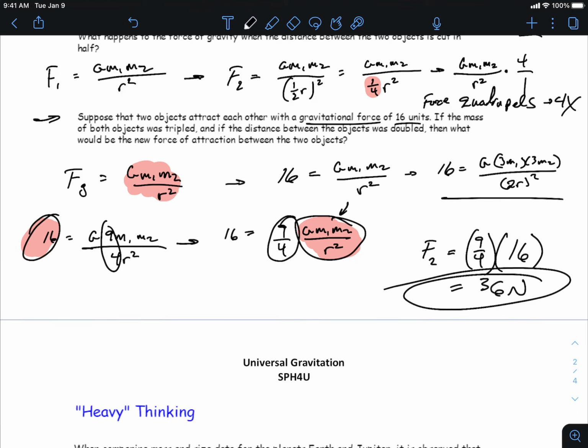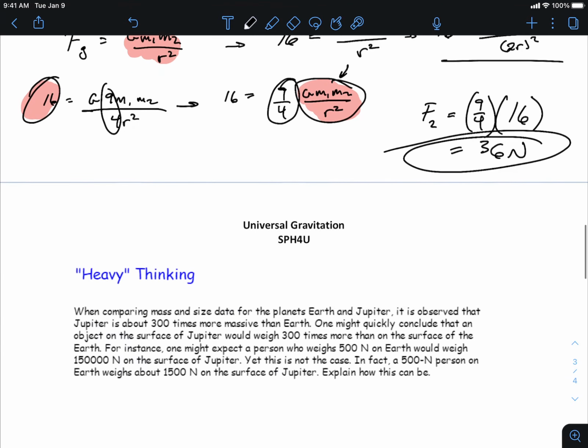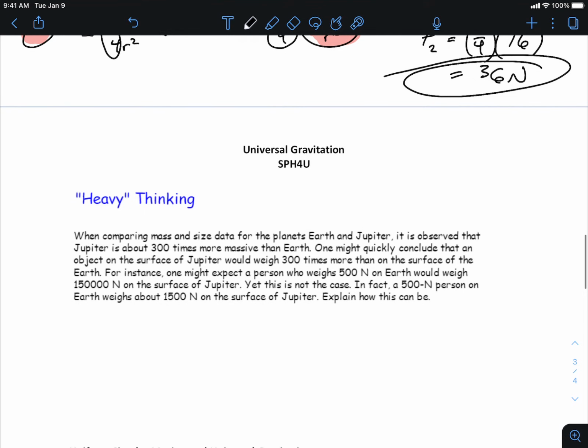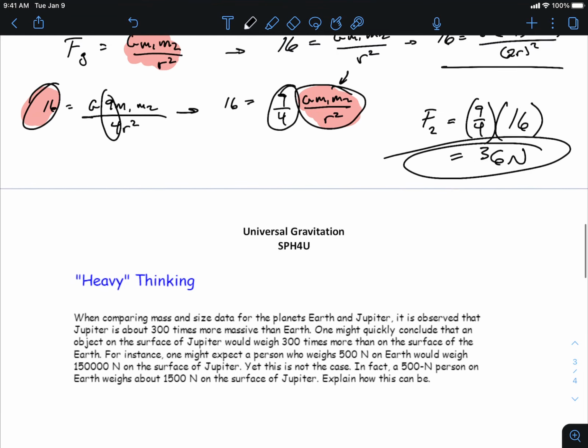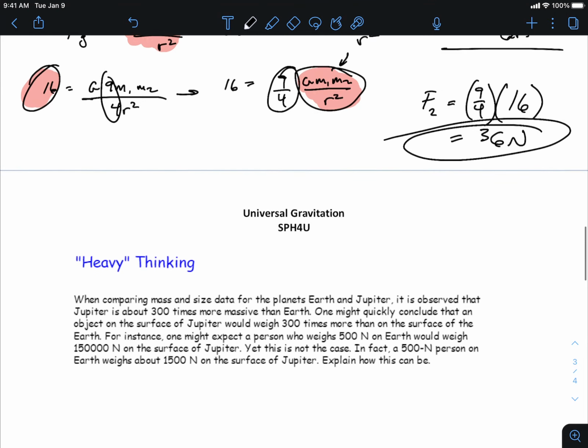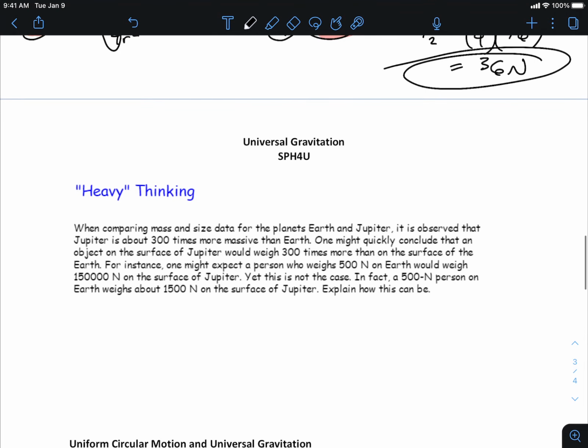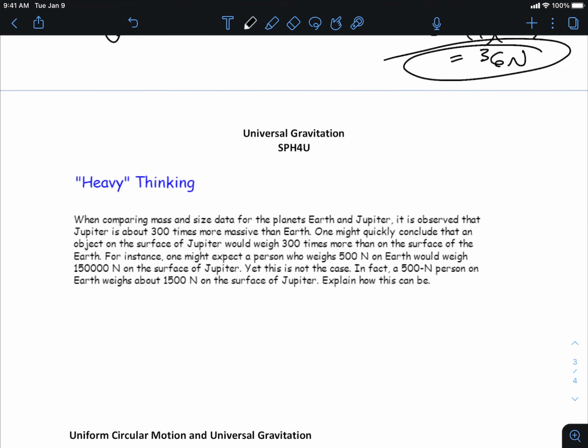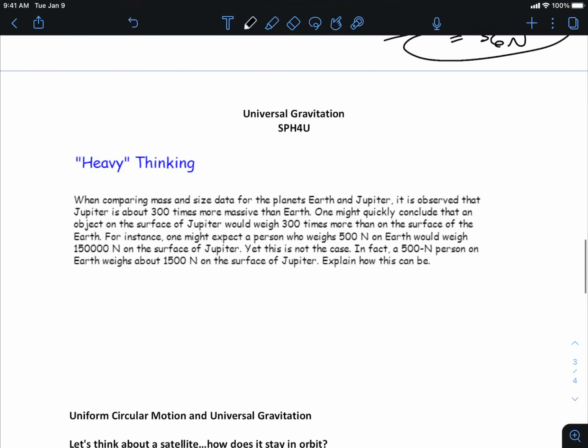So we have this heavy thinking idea, right? We just discussed what would happen if we tripled the masses, and along those lines, if we think about something that actually exists, like comparing the mass and size data for the planets Earth and Jupiter, we observe that Jupiter is about 300 times more massive than Earth. So we might quickly conclude that an object on the surface of Jupiter would weigh 300 times more than on the surface of Earth.